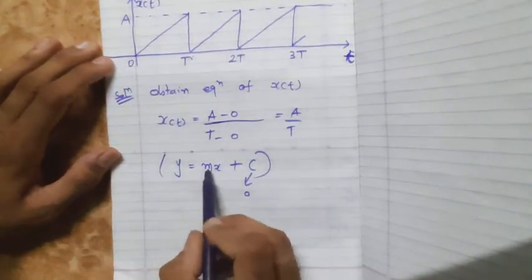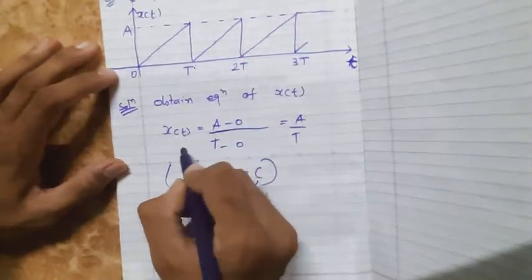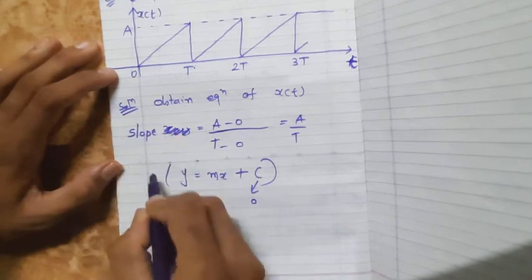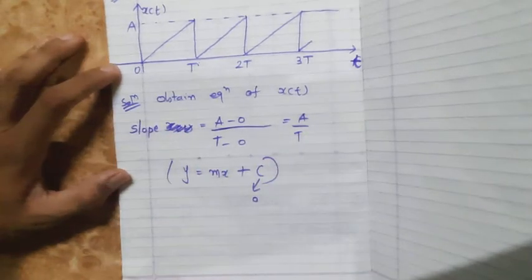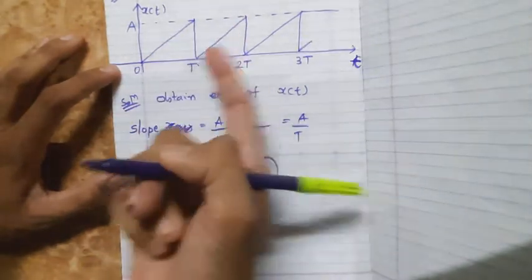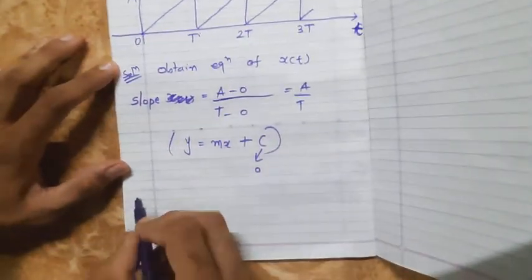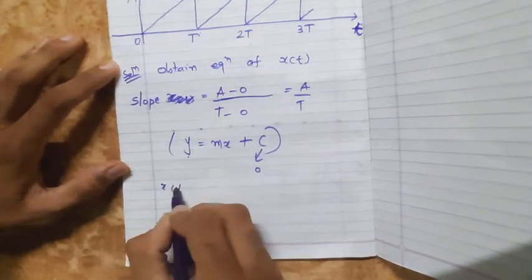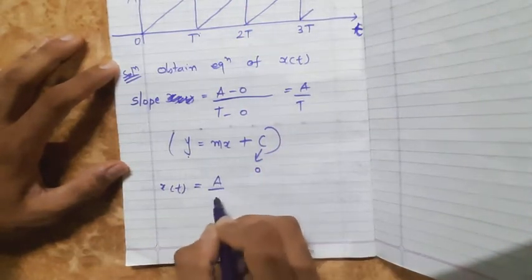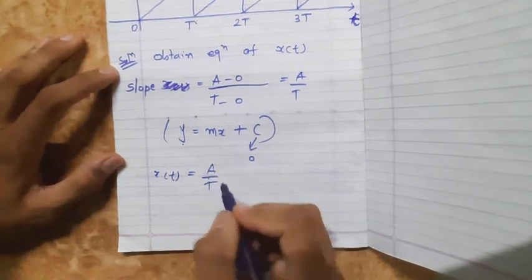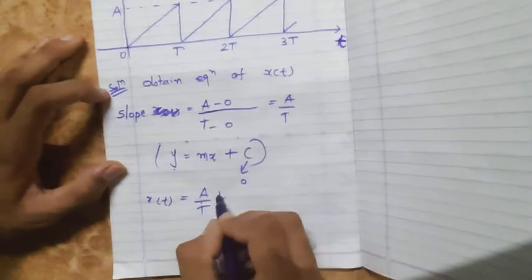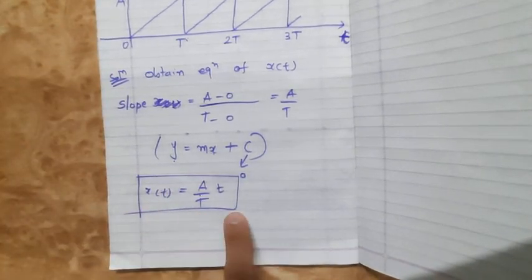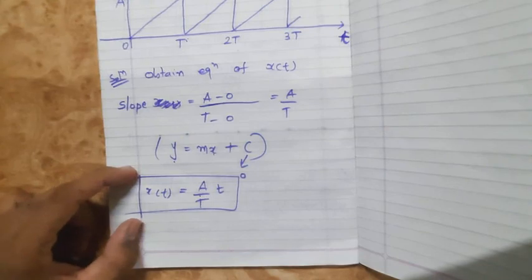Okay, m, which is the slope, we found the slope, so let me write down not x of t, but the slope. Slope is A by T. Okay, that is the slope. Y coordinate by x coordinate and then make the equation. So instead of y I will put x of t, the slope is A by T, and x I will have t. So this is my equation, x of t is equal to A by capital T into t. Take this equation and calculate the example.